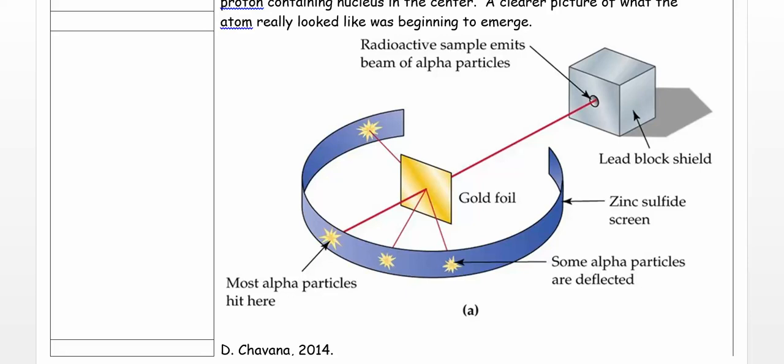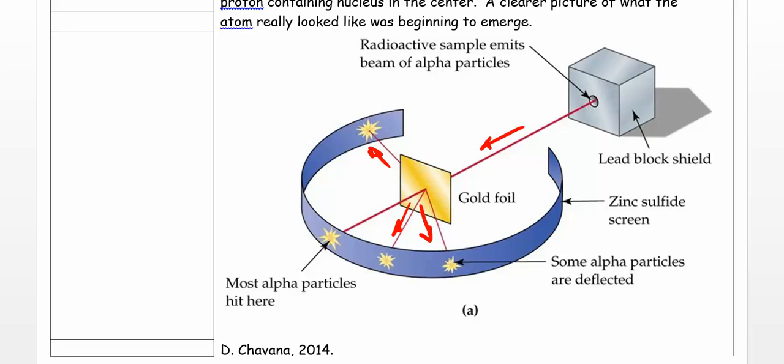So every once in a while, as the alpha particles were shot through, there would be a deflection in one direction or the other, and sometimes even a sharp deflection, like this way or this way. How is this possible? What was causing this to happen? By the way, on the outside was a zinc sulfide screen on which these alpha particles could be detected.